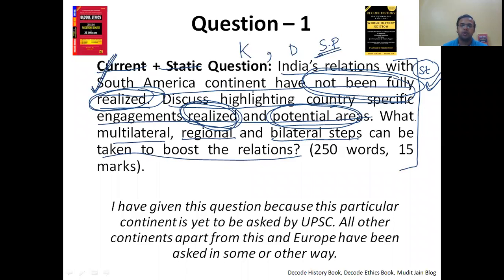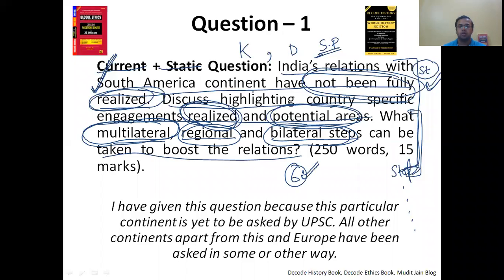Some of you would commit a mistake of taking this entirely as one part and then just writing steps 1, 2, 3, 4, 5. What I'll rather do is keep this as separate parts. So multilateral steps becomes my fourth part, regional steps is the fifth part, and bilateral steps is my sixth part. So overall, I have identified 6 subparts in this question. Now, if you had identified only 3, then by now you would be aware that you have to write 5 points for each subpart. But now you have identified 6 subparts.